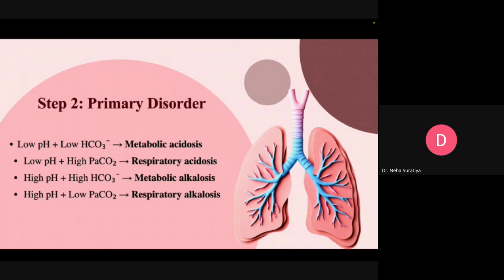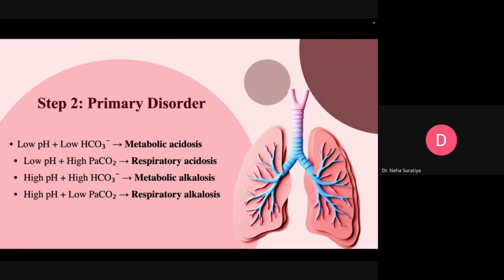On the opposite side, if the pH is high, that means alkalosis is there. But if the bicarbonate is also high, it will be metabolic alkalosis. Sorry, metabolic alkalosis. And if the pH is high but the carbon dioxide pressure is low, it will be showing you a respiratory alkalosis.